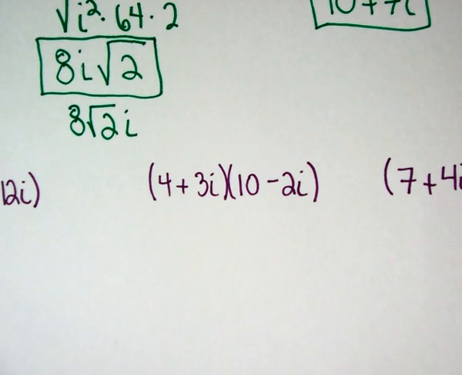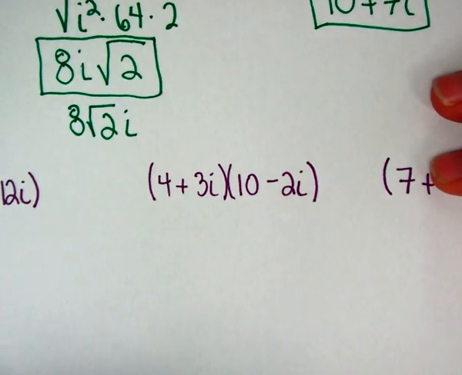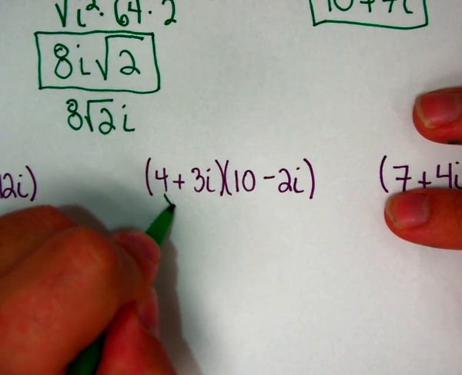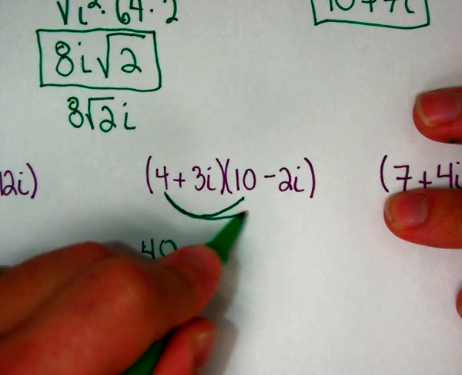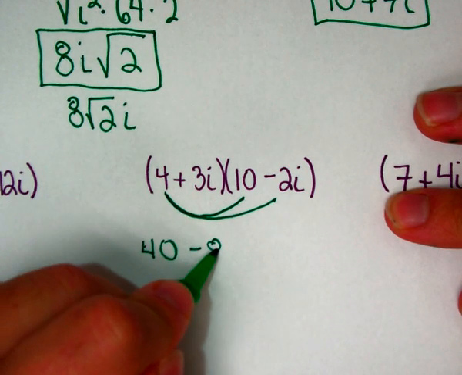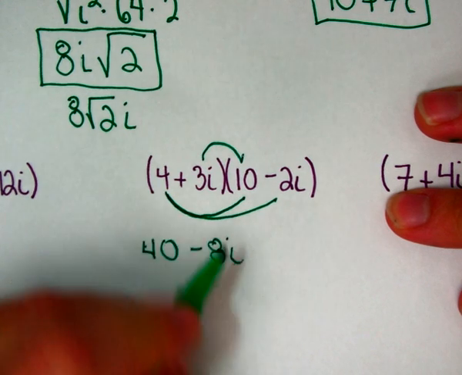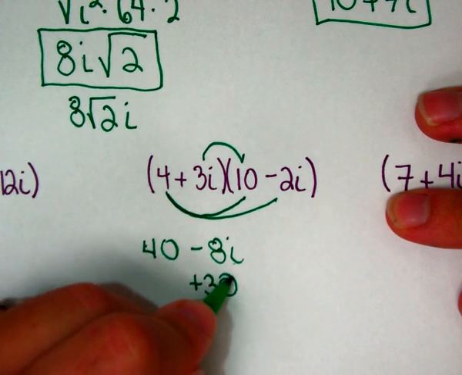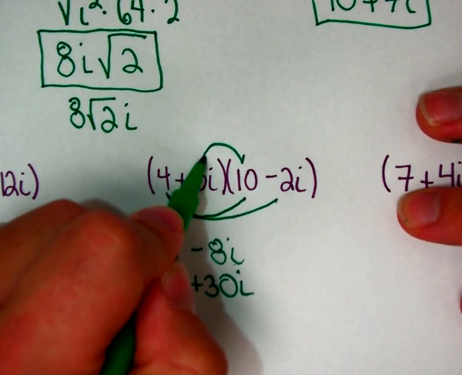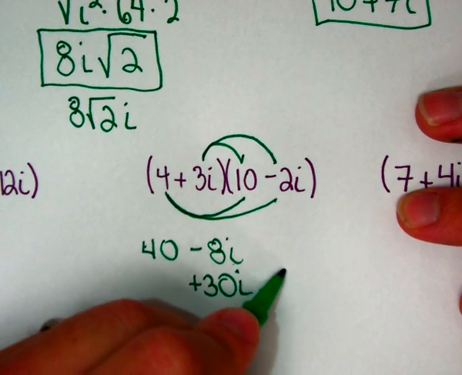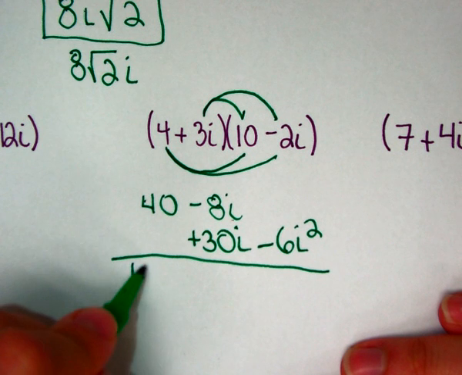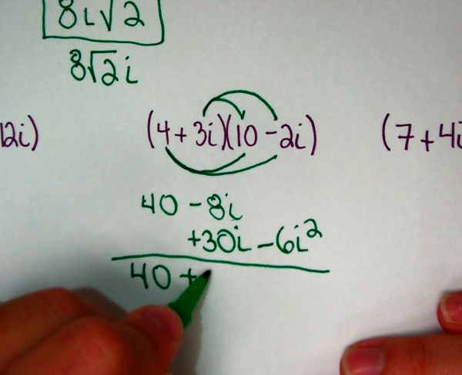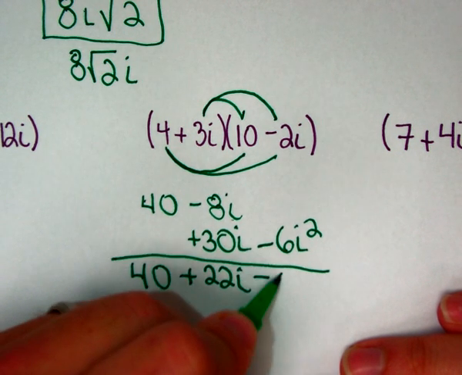This is where it gets a little more complicated when we're doing multiplication. What's going to happen is we're going to take these and multiply them together, just like you normally would. You know, 4 times 10 is 40. 4 times negative 2i is negative 8i. 3i times 10 is 30i. And then 3i times negative 2i is going to be negative 6i squared. Now let's combine the like terms. We have 40 plus 22i minus 6i squared.